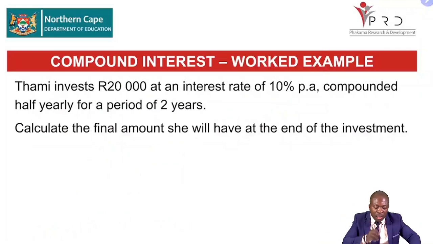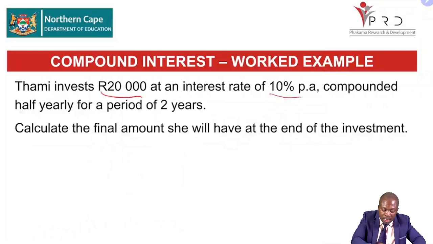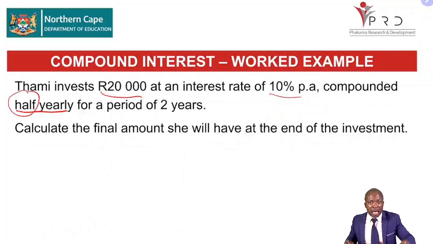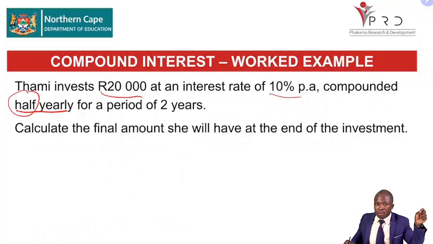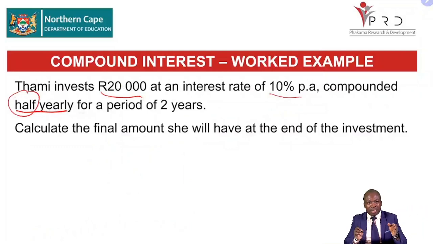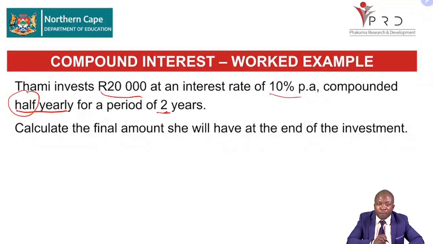Now, we have Tammy. This time he invested 20,000. Interest is 10%, compounded half yearly. Half yearly meaning that the interest is going to be divided into 2. He doesn't get all the 10%. He gets half of 10%. And this is going to be left there for 2 years.